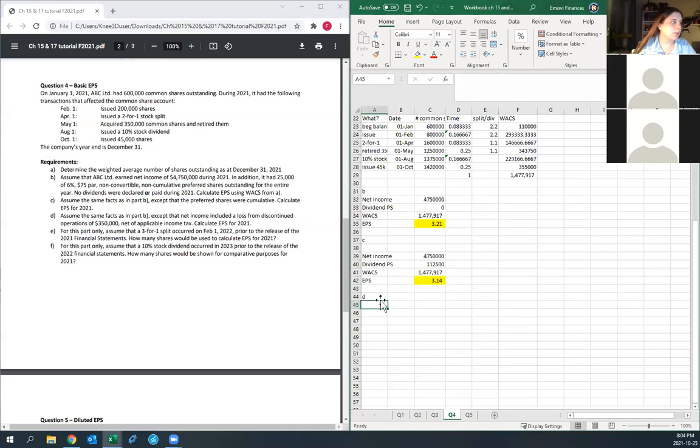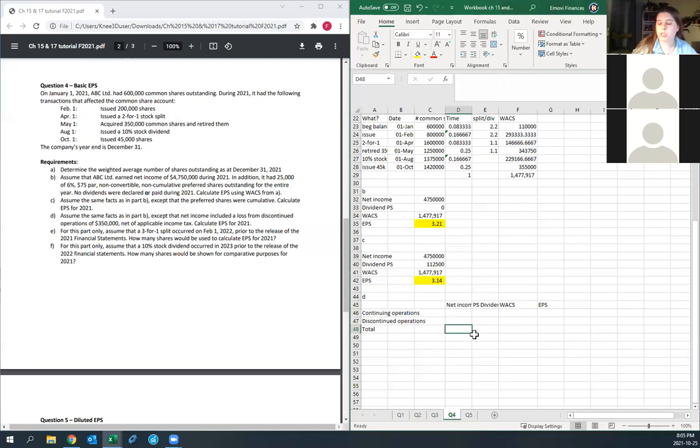So for D, assume the same facts as in part B, except that net income included a loss from discontinued operation of $350,000 net of applicable income tax. Calculate EPS for 2021. So what you want to calculate is your EPS from continuing operations and from discontinued operations, and then your total. I'm going to put your net income here, if there's any dividends, the average common shares, and then your EPS.